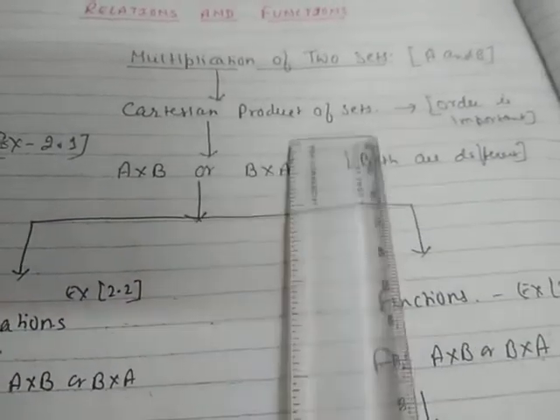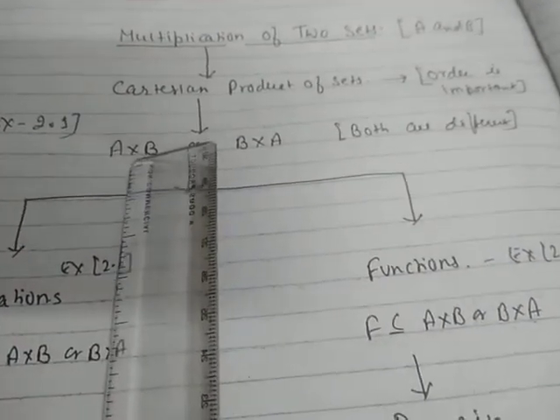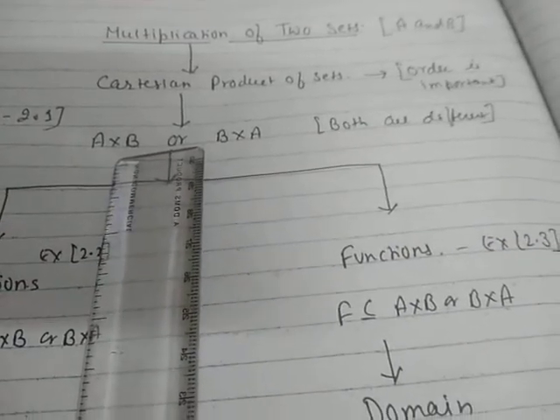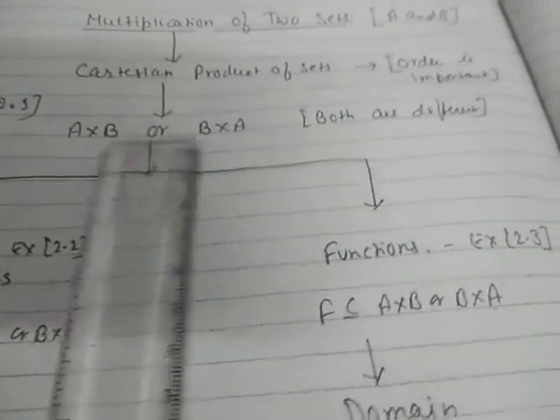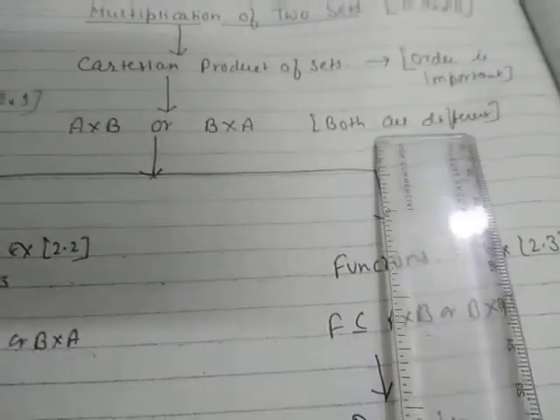In product, order is important, that means, and product is denoted by this multiplication sign, and in sets it is termed as cross. So A cross B or B cross A, both are different because order is important.